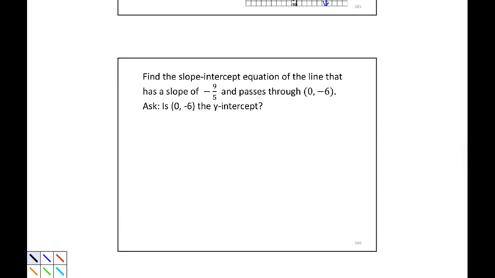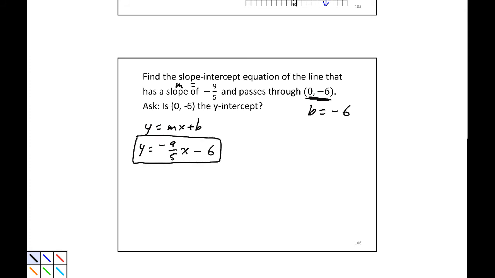Find the slope-intercept equation of the line that has a slope of -9/5 and passes through the point 0, -6. The first question we need to ask ourselves is, is this a y-intercept? The answer is yes, so that is b equals -6. And our slope is m, so we can write this as y equals mx plus b, which is y equals -9/5 x minus 6.